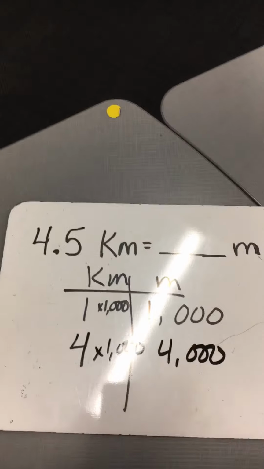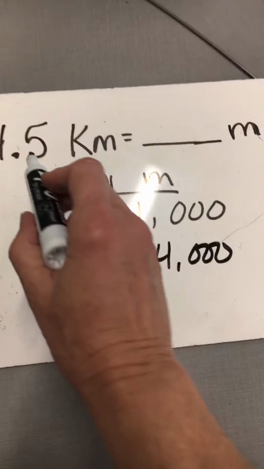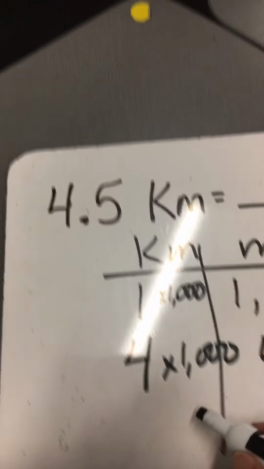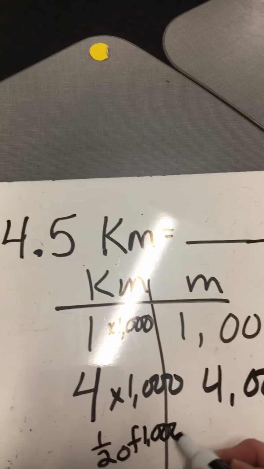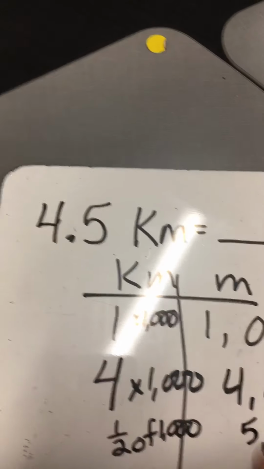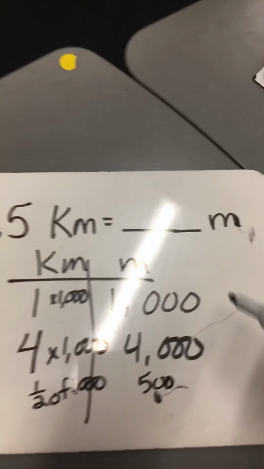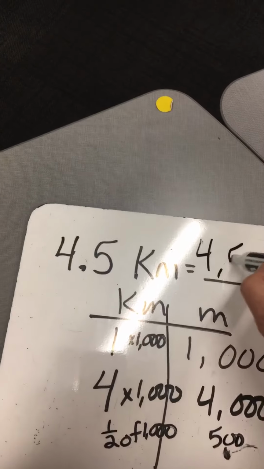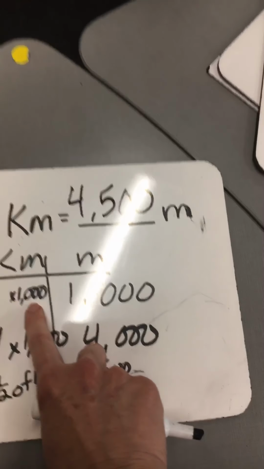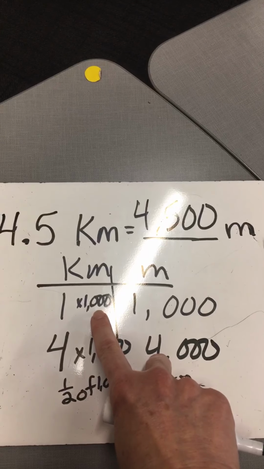Now you can do this a couple of different ways. You can know, and what you should, 0.5 is a half. So I have a half of 1,000, which is 500 more. So my answer would be 4,500.